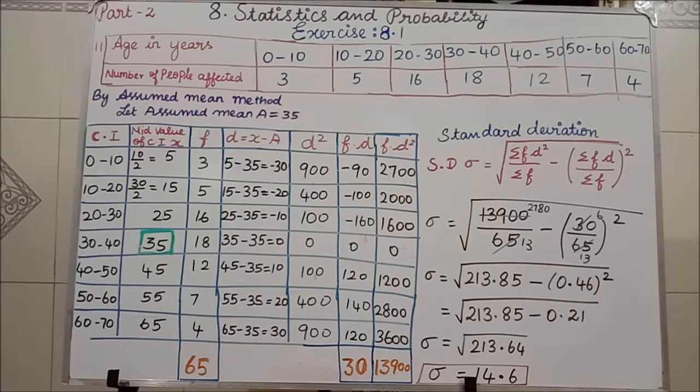See students, in part 1, 10th problem, they had given straightaway the x data and the frequency. But here, they have given us a continuous frequency distribution. Continuous frequency distribution means the x data is given in continuous intervals, which is 0 to 10, 10 to 20, 20 to 30, 30 to 40, 40 to 50, 50 to 60, 60 to 70. Like that they are giving it in continuous frequency distribution.